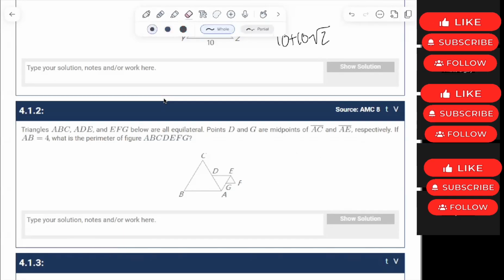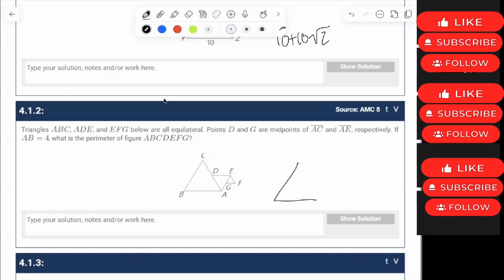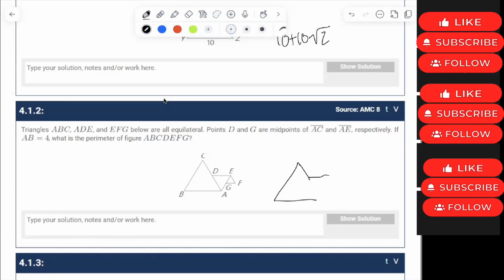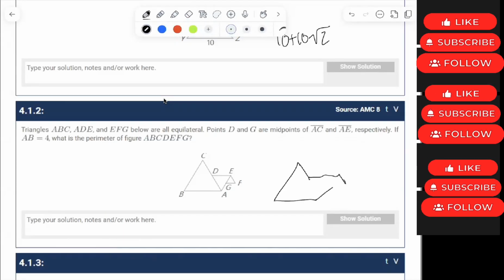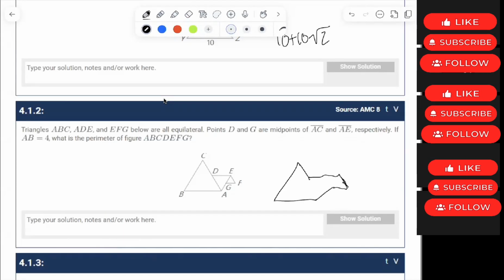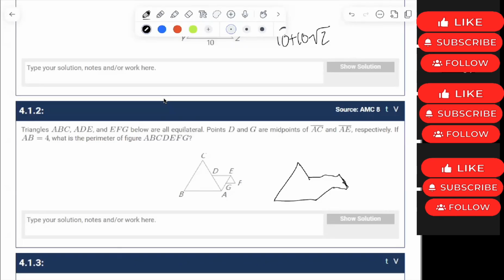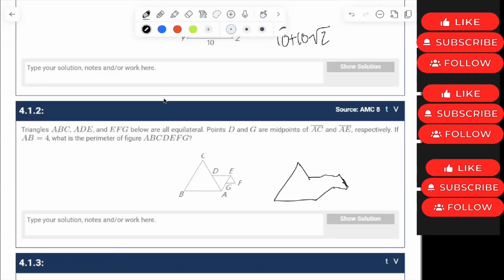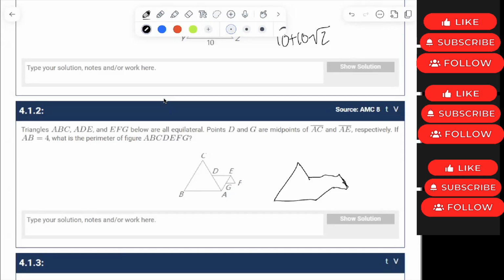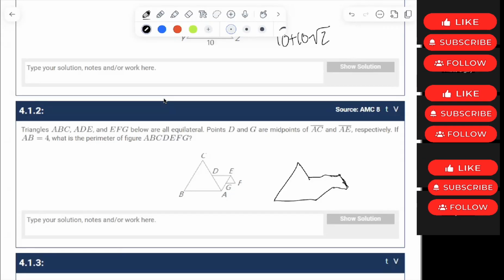This is what reality looks like. It's not 4 times 3 is 12, 2 times 3 is 6, and then 1 times 3 is 3, and then we add it all up, that's 21. Nope, it isn't. Because in reality, the figure actually looks like this.